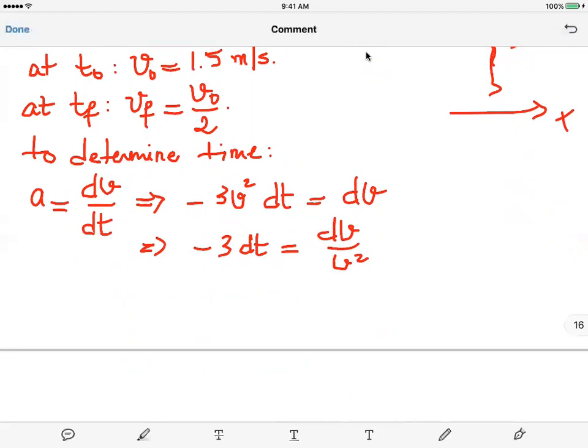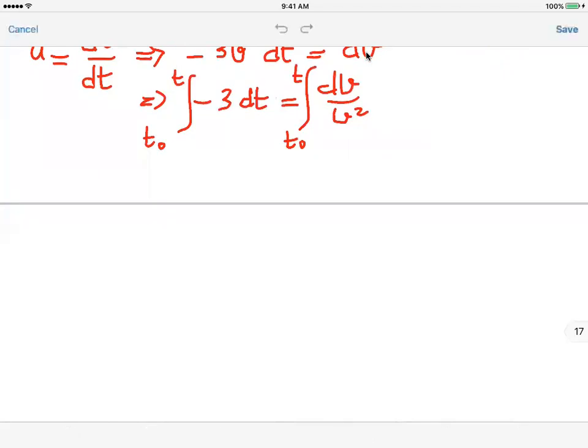So what is the integration of dt? The integration of dt is equal to t. So we end up with minus 3 t evaluated between t0 and t, which is equal to the integral of dv over v squared, which is equal to minus 1 over v. Let's write it in here: the integral of dv over v squared is equal to minus 1 over v.